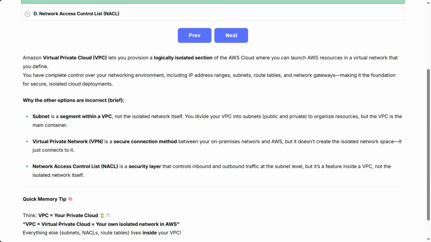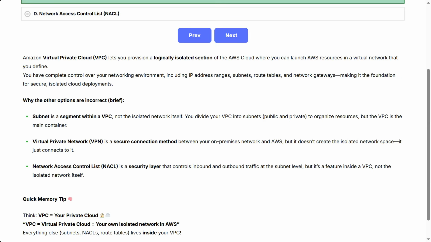Virtual Private Network, VPN, is a secure connection method between your on-premises network and AWS, but it doesn't create the isolated network space. It just connects to it. Network Access Control List, NACL, is a security layer that controls inbound and outbound traffic at the subnet level, but it's a feature inside a VPC, not the isolated network itself.